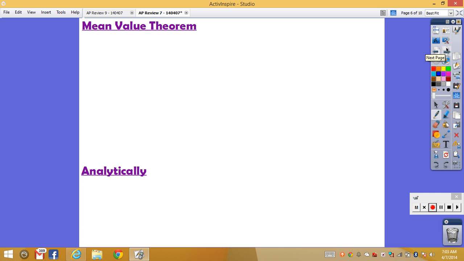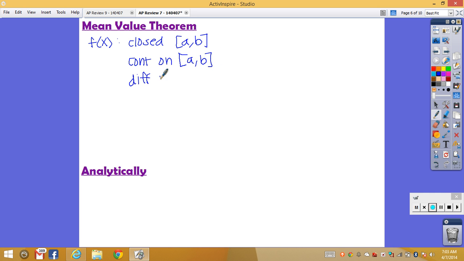Mean value theorem, MVT. First of all, your function has to be closed. That's our way of saying it's closed by saying a to b, and then continuous on a to b, so the endpoints have to be closed, but differentiable on the open interval from a to b. If they were to say that the function is differentiable on a to b, then that means all 3 requirements were satisfied, and that means MVT is satisfied.